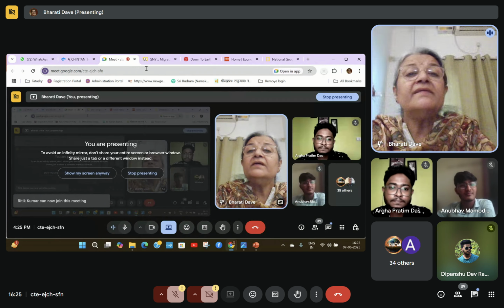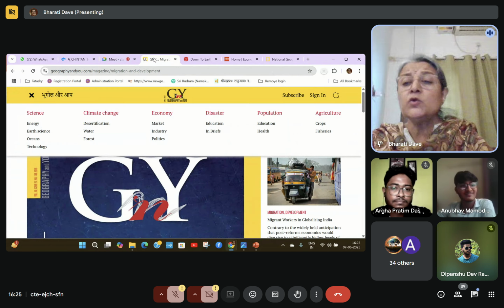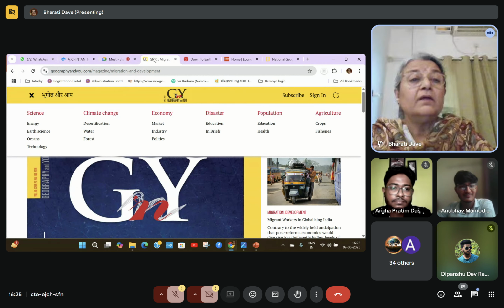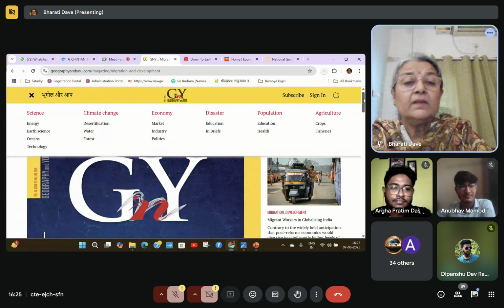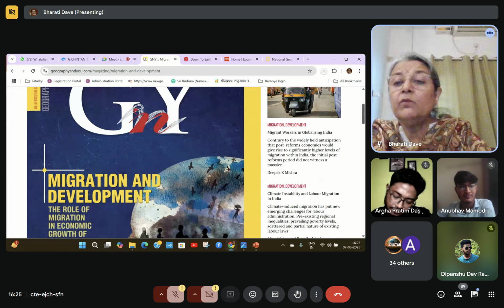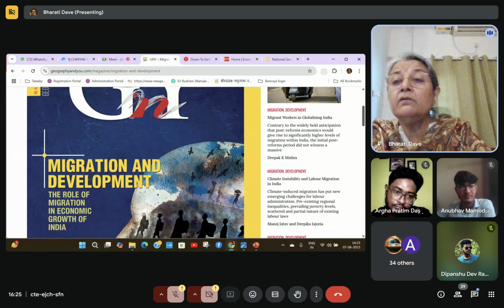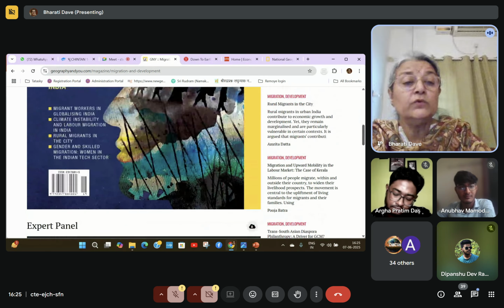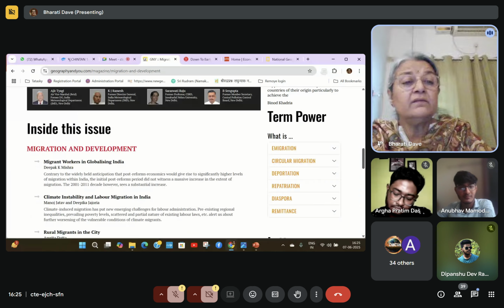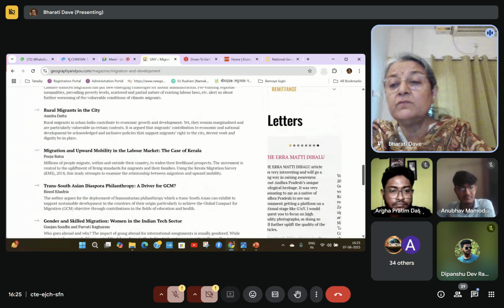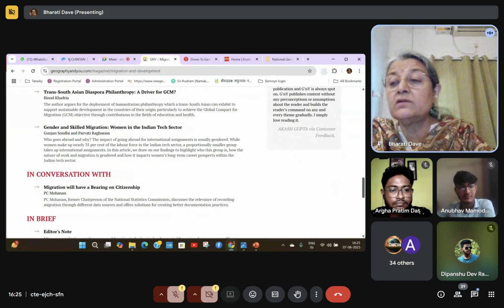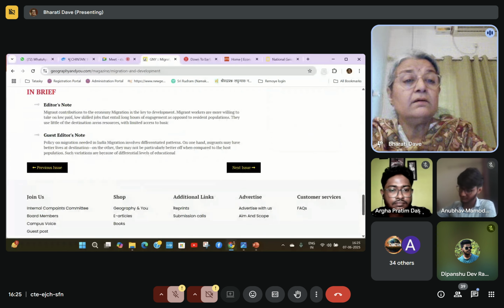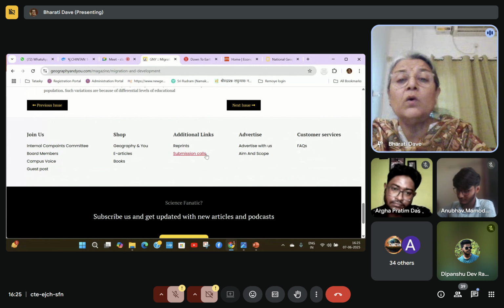Okay, for example, ये आ गया Geography and You की website है. Now what you see over here is that इसमें what are the latest articles. Now also when you go through them, inside migration, so the last one is on migration, so how in different aspects of migration have been discussed. And then you see a lot of reprints.